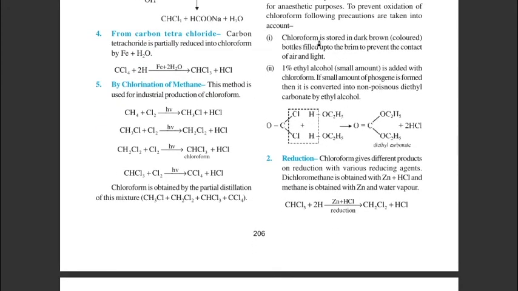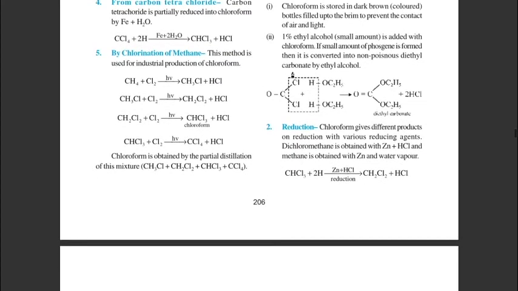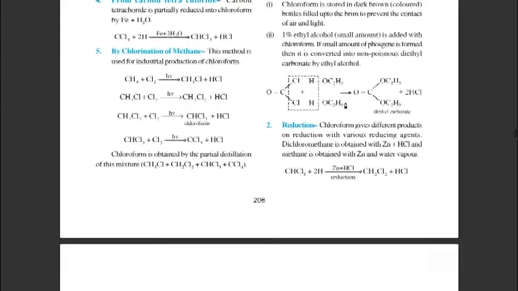Chloroform should always be stored in dark brown colored bottles filled up to the brim to prevent the contact of air and light. So chloroform is always stored in brown colored bottles so that light cannot come in contact with it. Second precaution, 1% ethyl alcohol, which is a very small amount, is added to chloroform. If a small amount of phosgene is formed, then it is converted into non-poisonous diethyl carbonate by ethyl alcohol, and hence in this form chloroform remains pure.